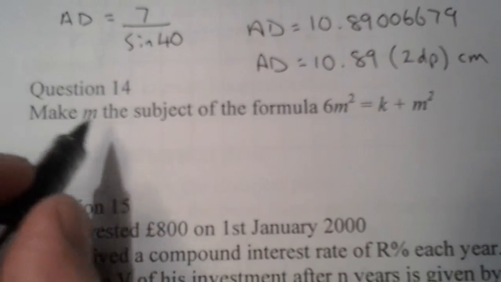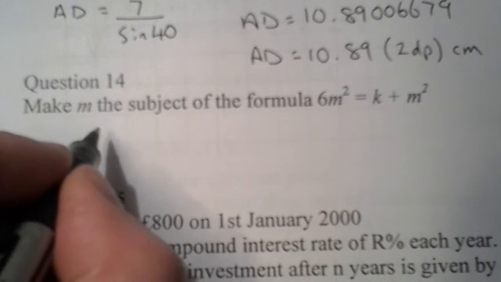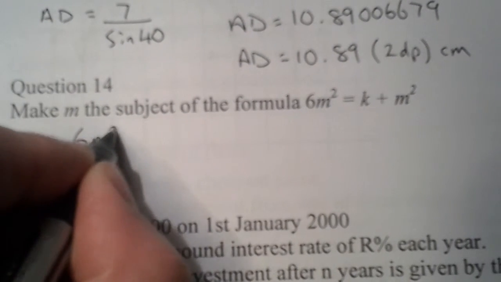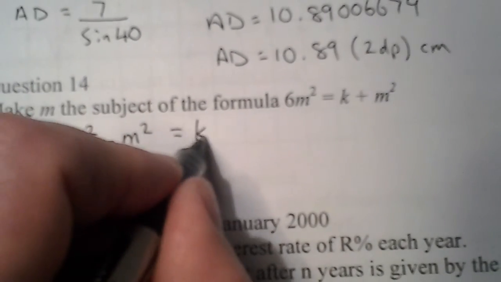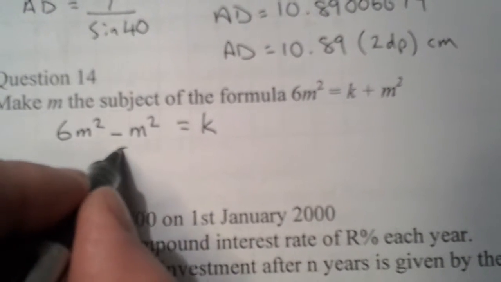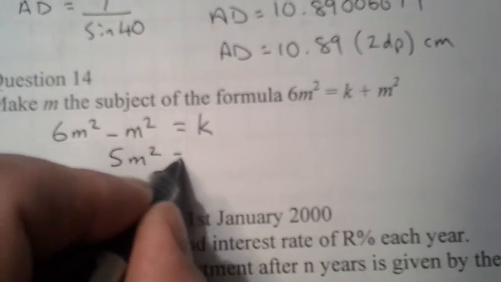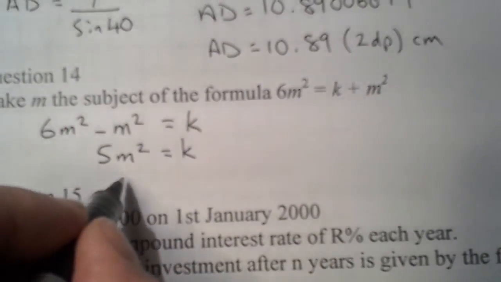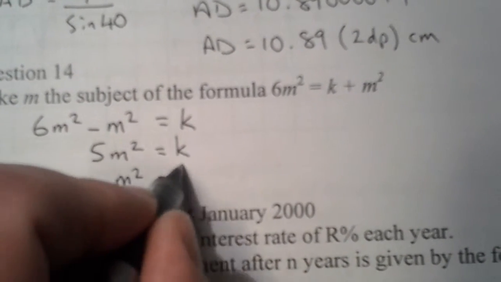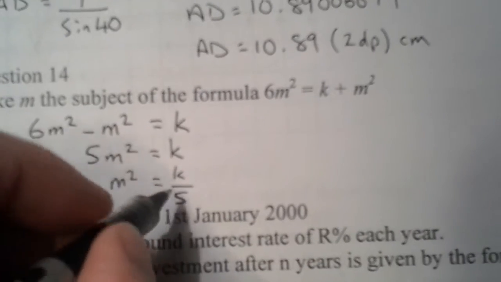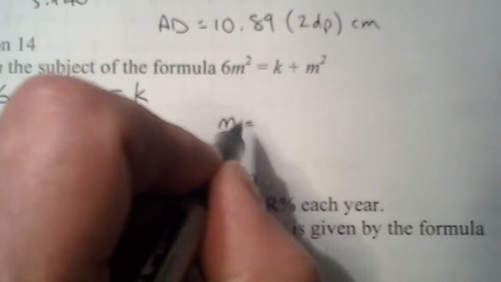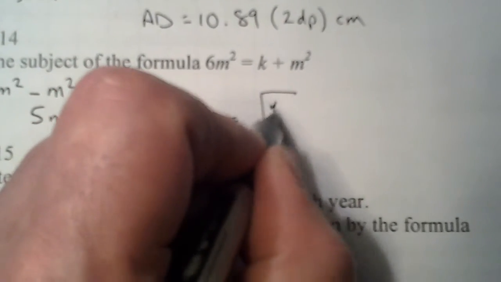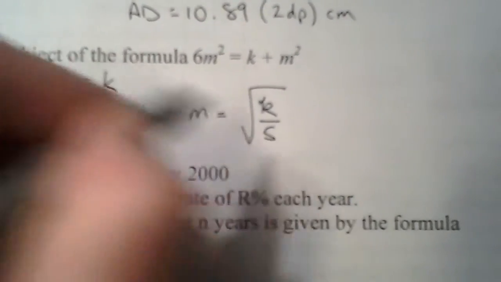Question 14, got to make m the subject. It's split, so bring it together on one side. 6m squared, take away m squared equals k. Oh, well, that simplifies to 5m squared equals k. Get m squared on its own, divide both sides by 5. And then you want m, not m squared, so you square root both sides. That gives you m equals the square root of k over 5.